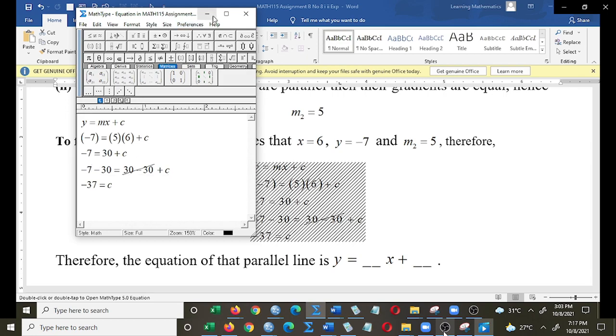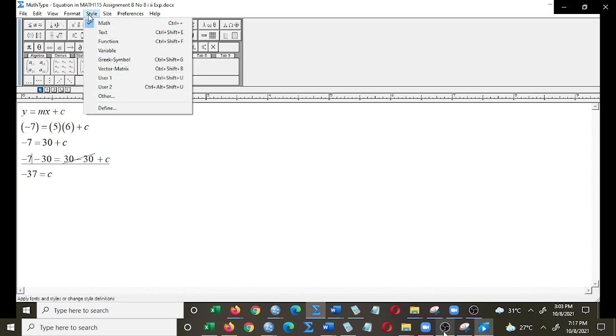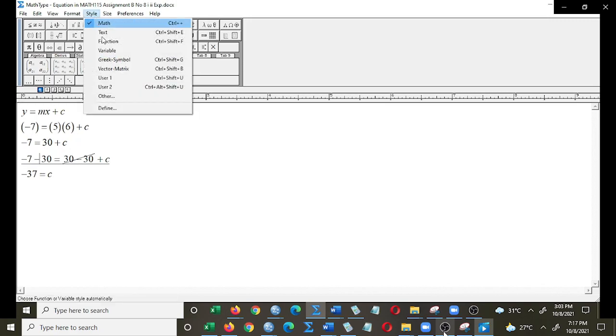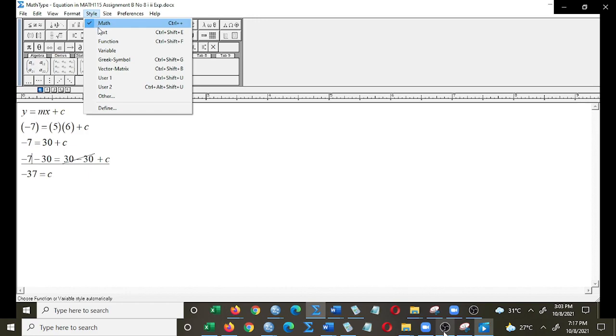If I want to separate those two numbers, how can I separate them? Do I separate them like that? That's how it's going to separate. Remember, the 30 there is a positive; you just turn it negative. So what are the two numbers that are there? Negative 7 and negative 30.